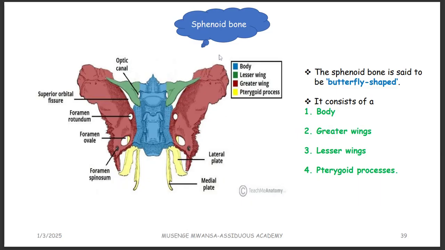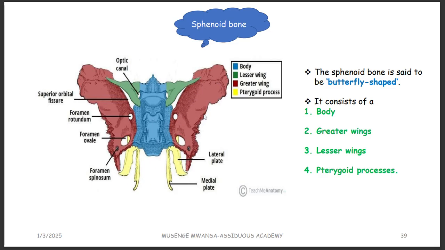So we had said that the sphenoid bone contains four main parts. We have got the greater wing, and this bone looks like a wasp or a butterfly. You have got the greater wings, the lesser wings in green, the body that is in blue, and then you have got the pterygoid processes, or process, with these ones which are in yellow.